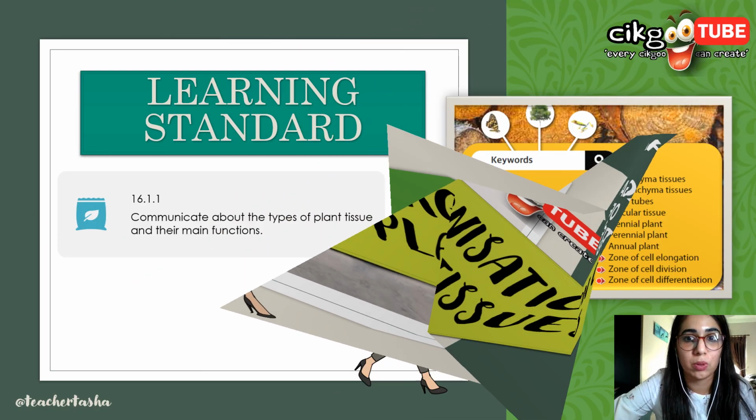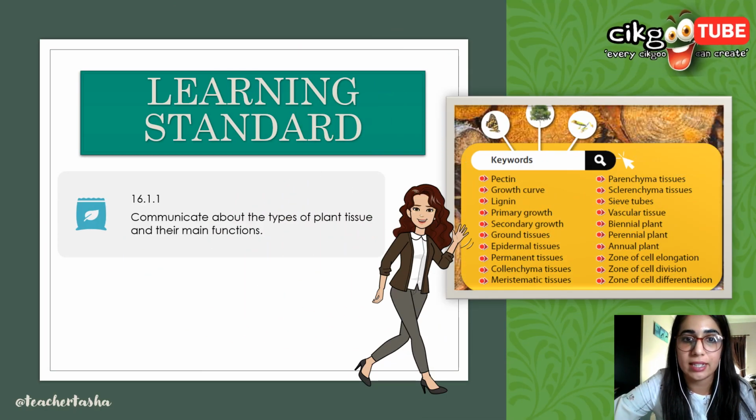Okay, so the learning standard, as usual, we have to go into the learning standard. The learning standard here is to communicate about the types of plant tissue and their main function. There are a few types of plant tissue. You must know what they are and their function. That's it. We have a lot of keywords here. These keywords are for the whole chapter.